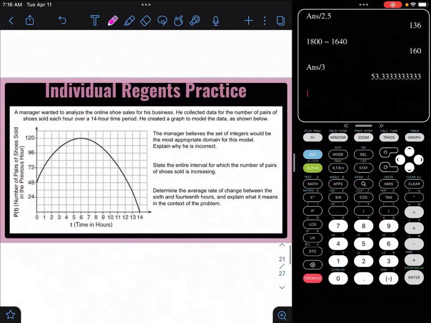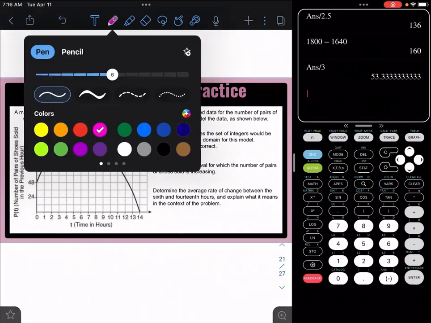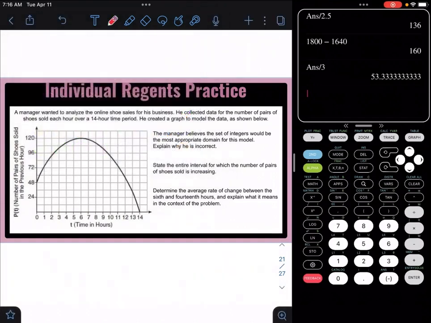All right, let's look at this one. A manager wanted to analyze the online shoe sales for his business. He collected data for the number of pairs of shoes sold each hour over a 14-hour time period. He created a graph to model the data as shown below. Okay? The manager believed the set of integers would be the most appropriate domain for this model.